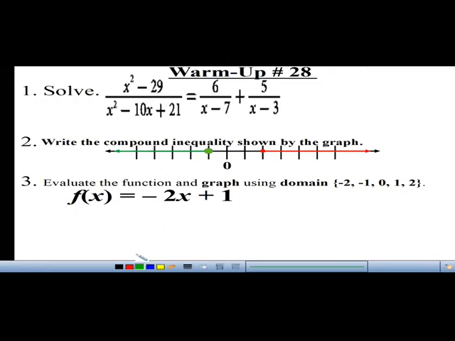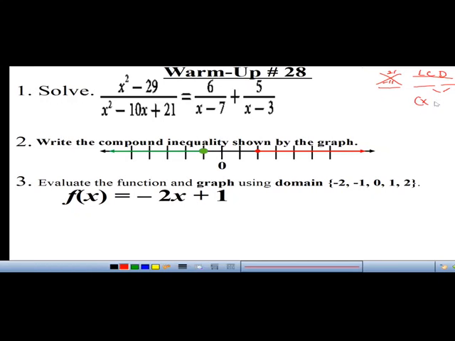So number 1, they're asking us to solve, and what is the first thing we need to do? It's a rational equation. We need an LCD. That means we need the denominators. We have 3 denominators. After you find the common denominator for 2, and then you factor the other one, we find that our LCD is x minus 7 and x minus 3. Once we have that, multiply the entire equation times those two, x minus 7 and x minus 3.